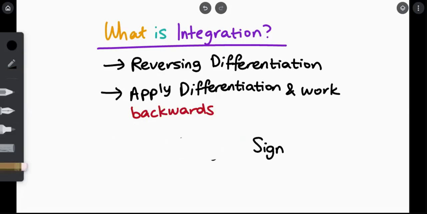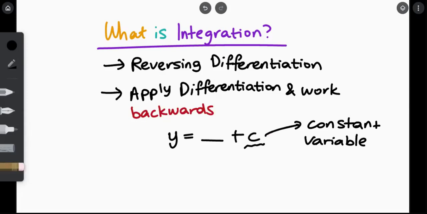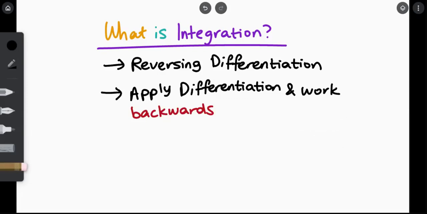Okay. The next thing I need you all to take note of is that y equals something plus c. Now for differentiation, for integration, you will need to know what is c. What is c? C is your constant variable. I think you all know what constant variable means. It's a thing that we keep constant, but the y and the x we can vary the value.